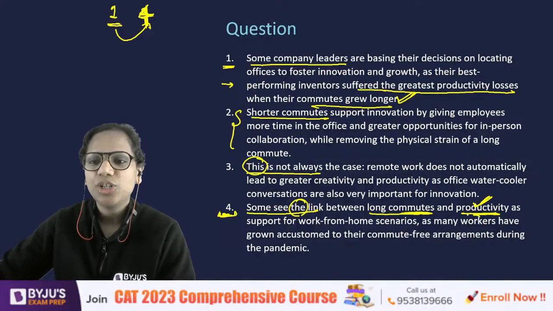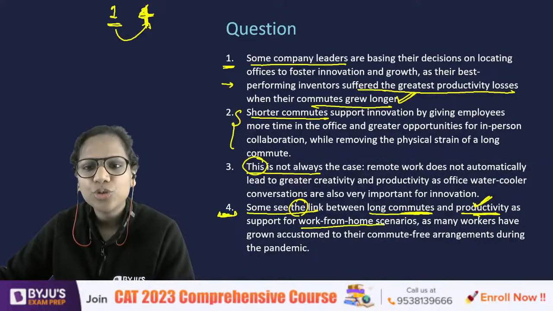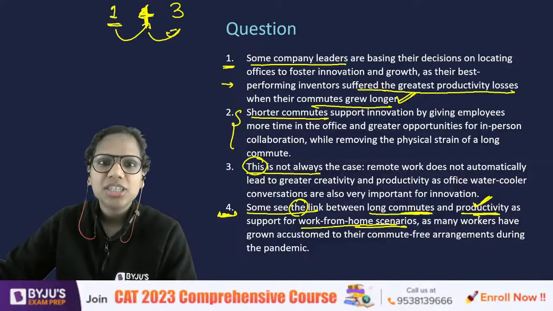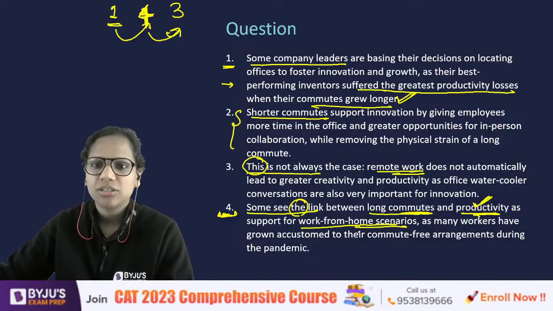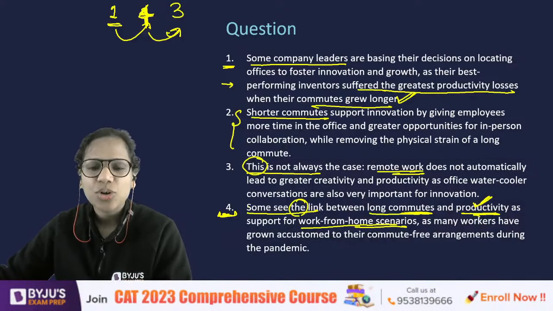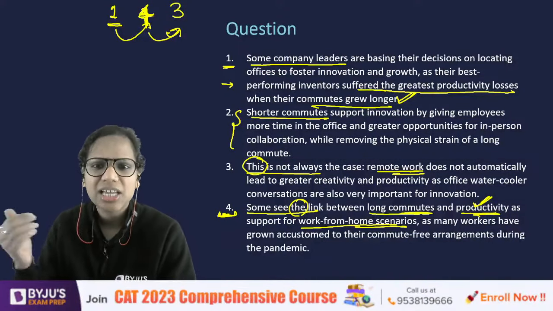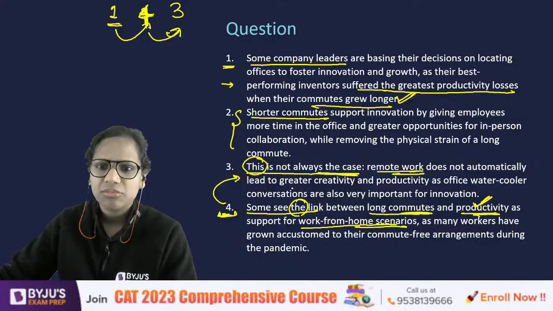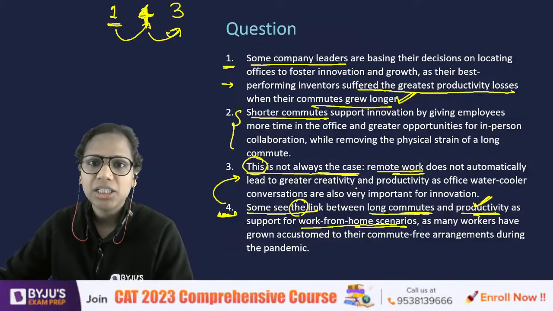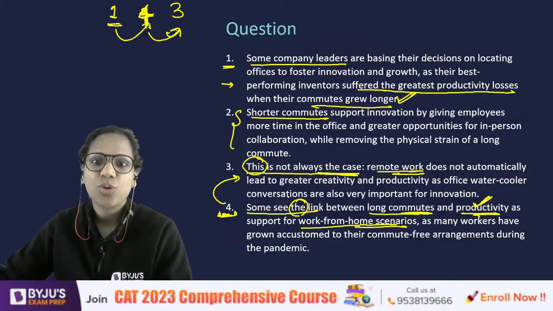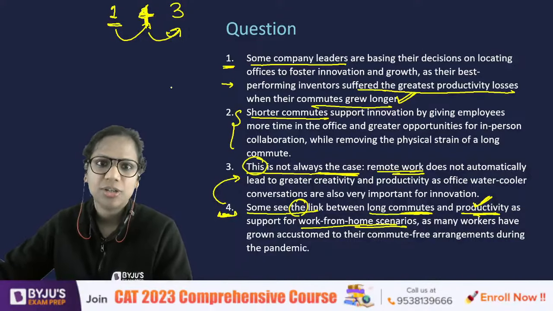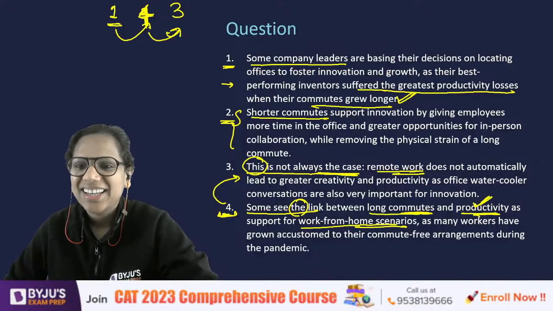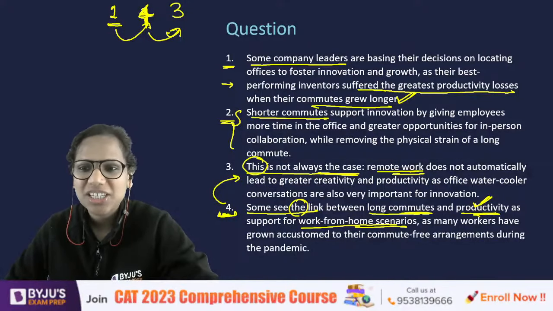Some see the link between long commutes and productivity as support for work from home scenarios. Now this everybody should have realized that 4-3 is a pair because 3 again talks about remote work from home scenario. Okay, so I say, some people see this link as support for work from home scenario. This is not always the case. Why? Because remote work does not automatically lead to greater creativity and productivity, as office water cooler conversations are also very important for innovation. So 1, 4, 3. I am left with 2 here. What does 2 talk about? Should it be the opening sentence? What do you say?